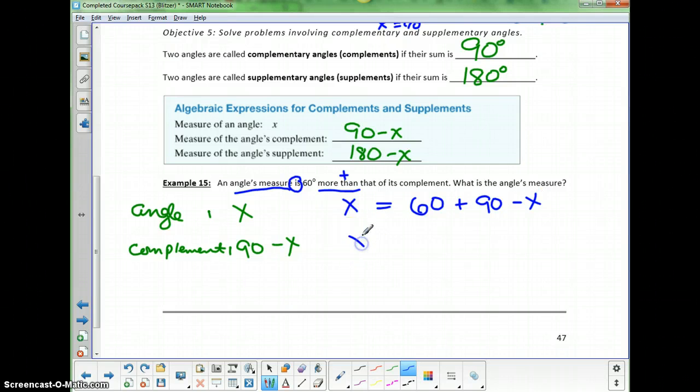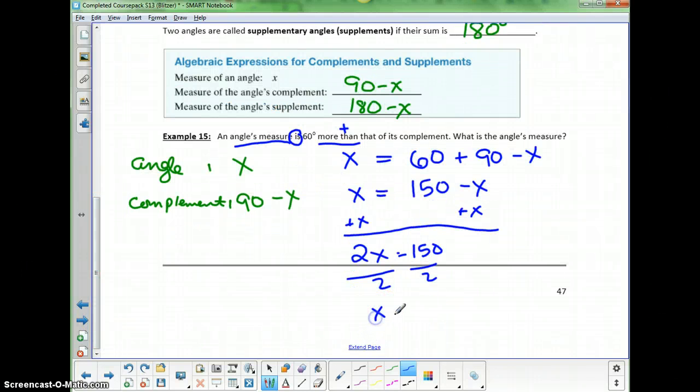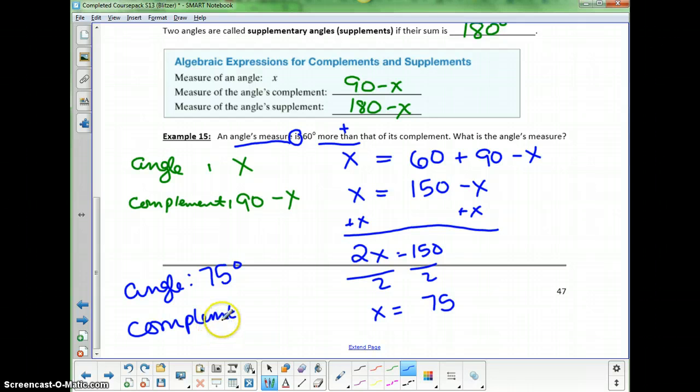So let's solve this equation. X equals 60 plus 90 is 150 minus x. Let's add x to both sides to get all of our x's on the same side. X plus x is 2x equals 150. If I divide by 2, I get x equals 150 divided by 2 is 75. That's going to tell me that the angle is 75 degrees and the complement, which is 90 minus x, is 15 degrees.